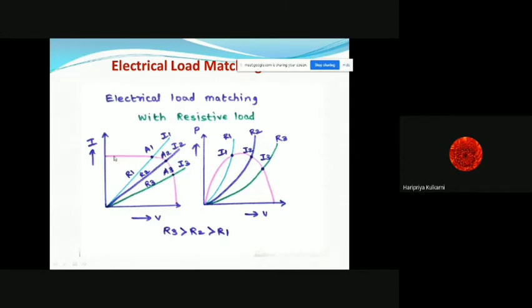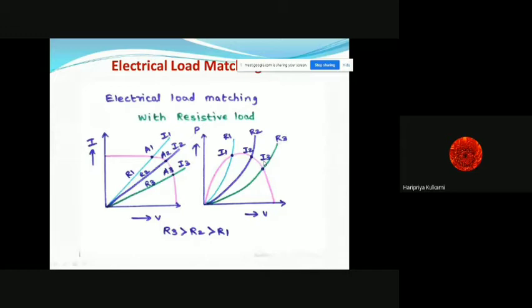So here this pink line shows the IV and PV characteristics. We have considered three loads R3, R2 and R1, considering R1 is the smallest load and R3 is the largest load among the three. So for resistance R3, it is drawing the current I1 and the operating point is A1, okay, on the IV characteristics. For R2, the current is I2 and the operating point is A2. Whereas for R3, the current is I3 and the operating point is A3. Now the same points I have tried to show on the PV characteristics with R1 load I1 current, R2 load I2 current and R3 load I3 current.